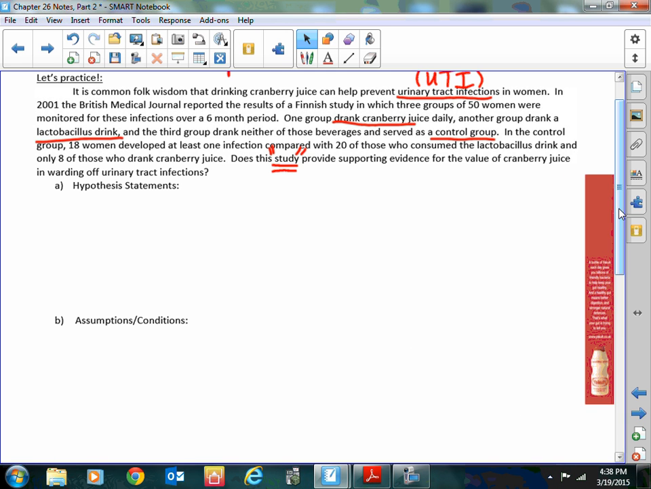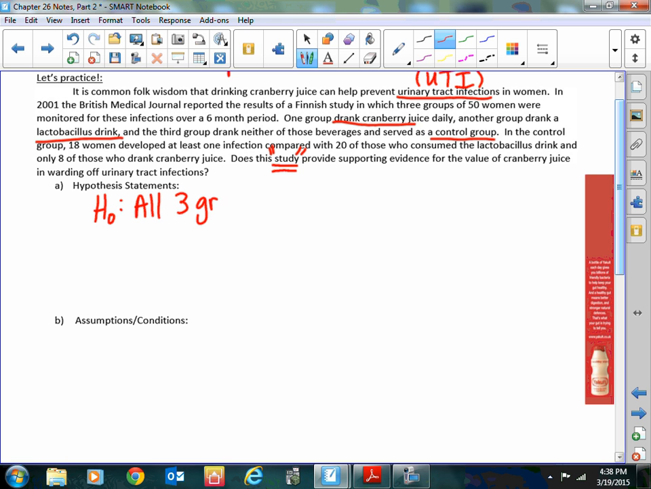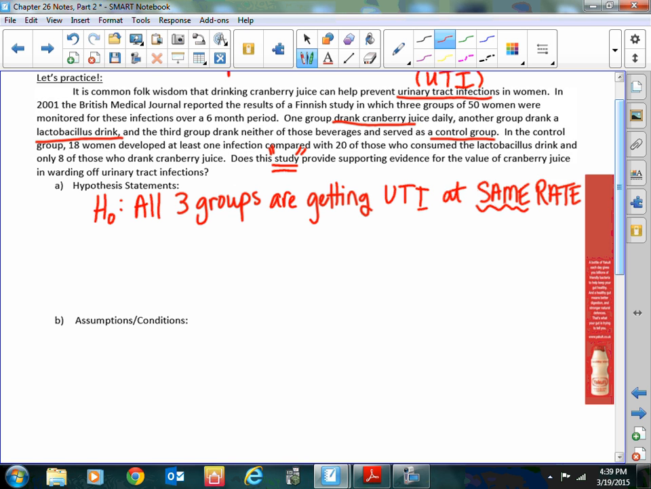Here we go. Hypotheses. Your null hypothesis is going to be, of course, that all three groups are getting urinary tract infections, and I'm going to abbreviate that, at the same rate. Okay, so this is the homogeneity. We're checking to see if they are happening at the same rate. So what do you think the alternative is going to be?